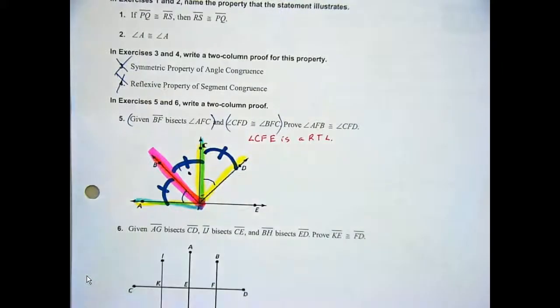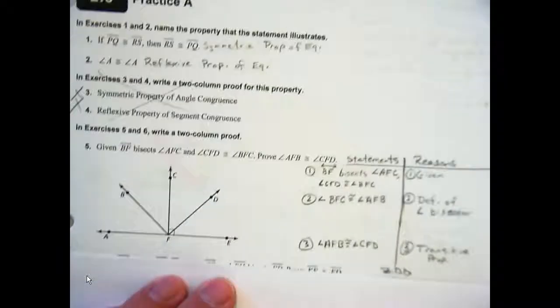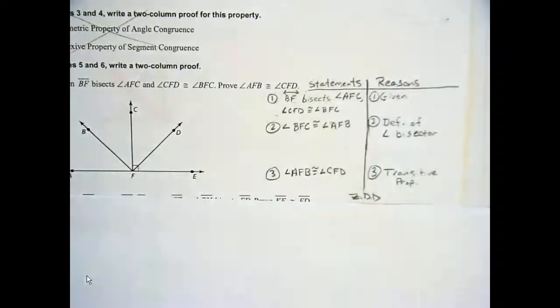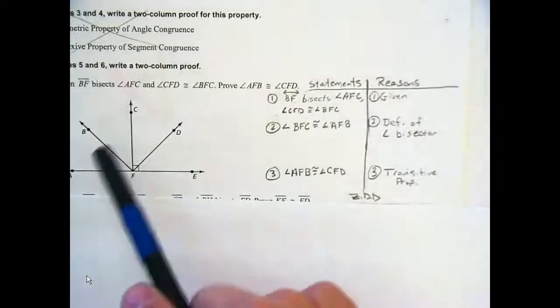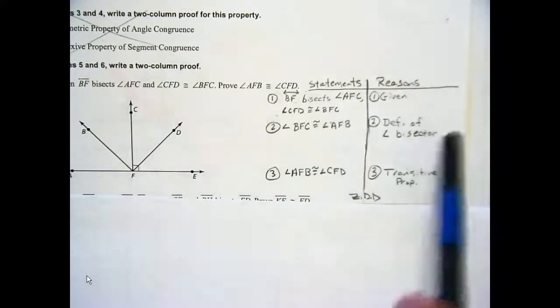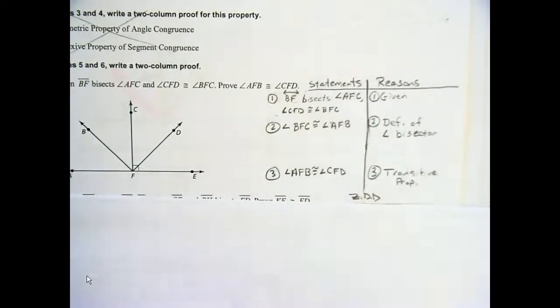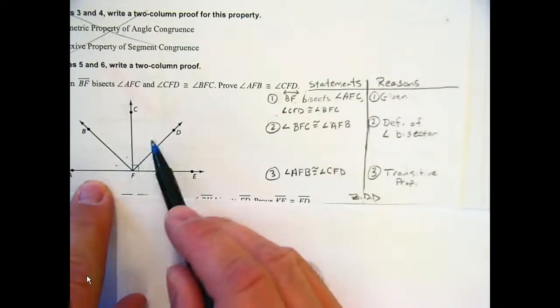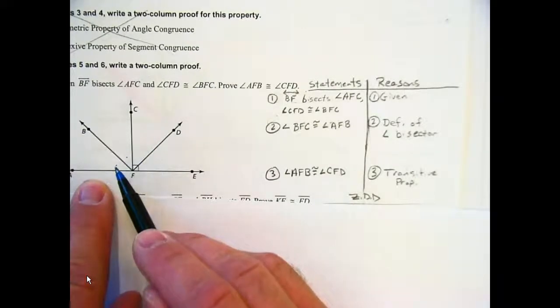All right. Hey, if you guys have not finished up number 5, or if you have and you haven't checked your answer, probably be better. There's what we have. We have our givens. We have that BFC is congruent to AFB by definition of angle bisector, so we know that this is congruent to that. And then based on the transitive property, if that's congruent to that and that's congruent to that, then this is congruent to here. Okay?